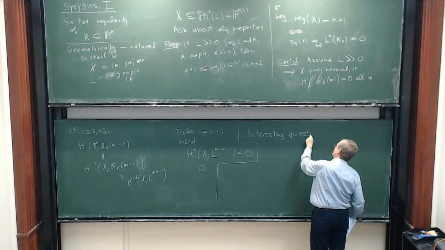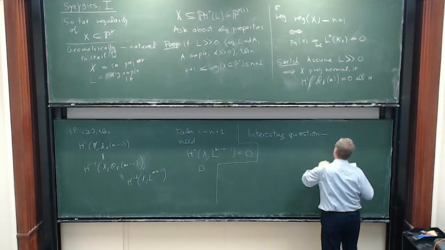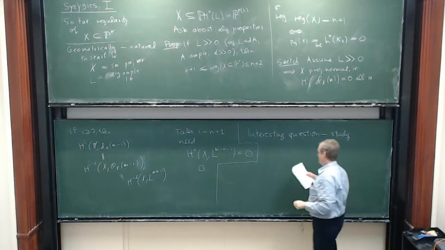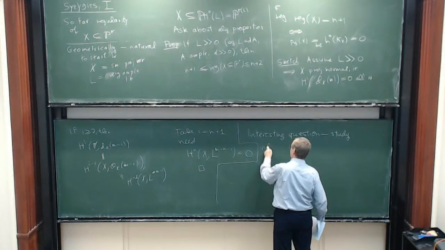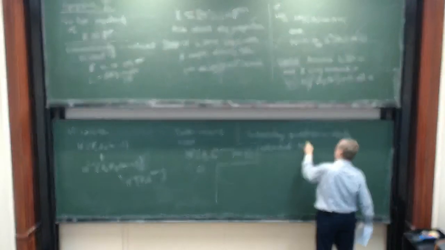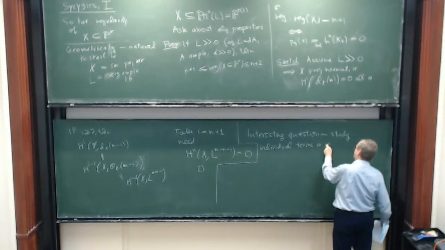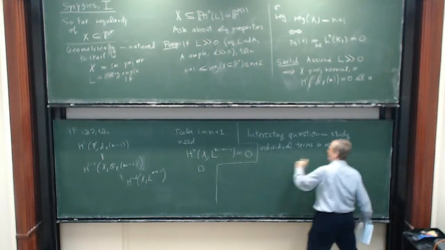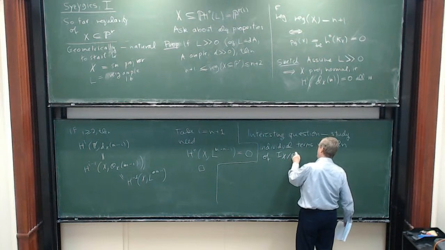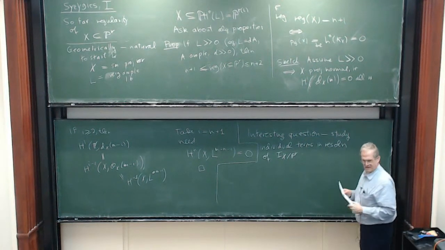So the interesting question is to study the individual pieces, the individual terms in the resolution of the ideal of X. Let's say the homogeneous ideal of X in P^r. And so this is where the syzygy questions come in.